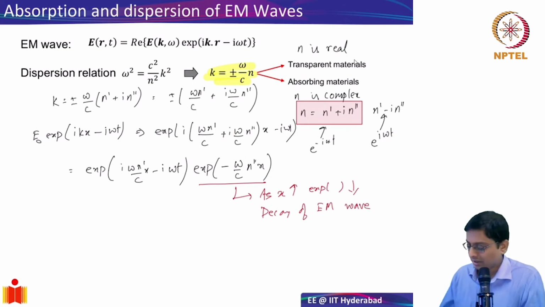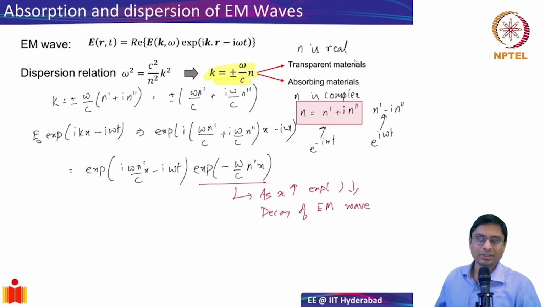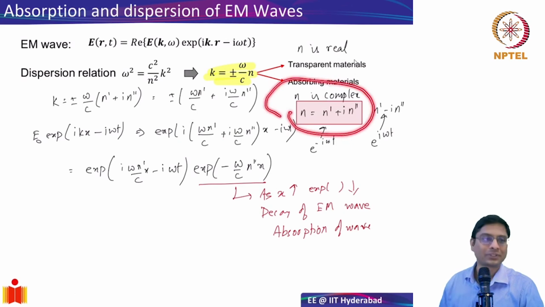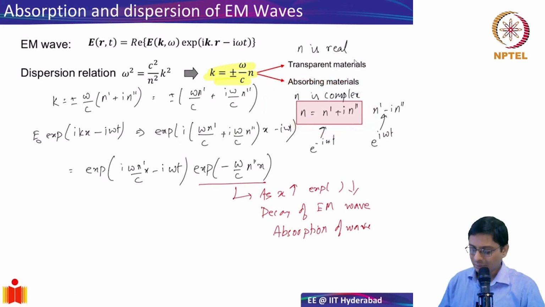And that is why we say that the imaginary part of the refractive index gives the absorption of the wave. Okay, this is absorption of wave. So when you have the imaginary part to be 0, that means there is no absorption, and hence the material is transparent. Initially we saw that for transparent materials n is real. That is because the imaginary part is 0. That's why no absorption. But in general, the refractive index has to be complex.